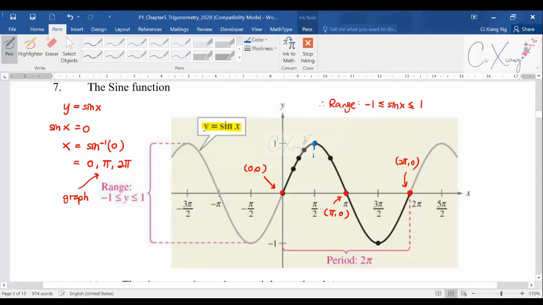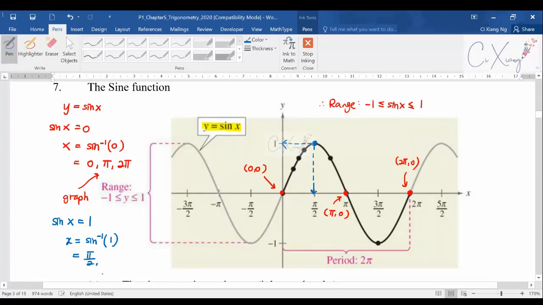Okay, this point. So that means when x equals pi over 2, your value of y equals 1. So that also means if, let's say, you have sine x equals 1 and you want to get the value of x, when you press the calculator, sine inverse 1, of course the calculator will give you 90 degrees or pi over 2.